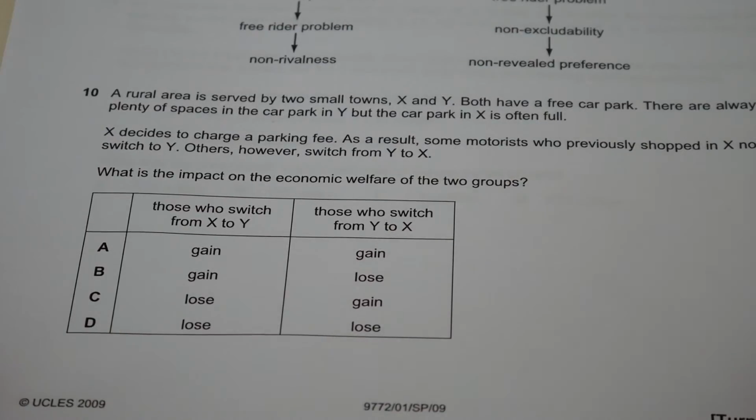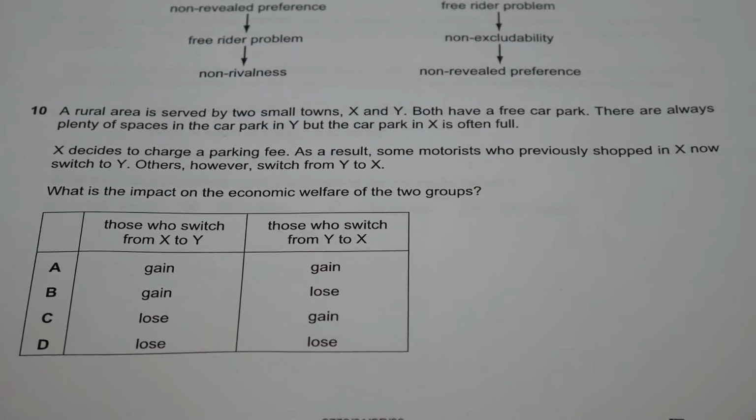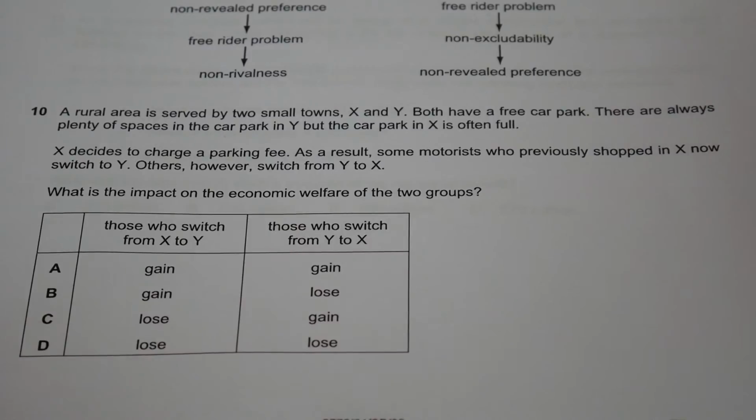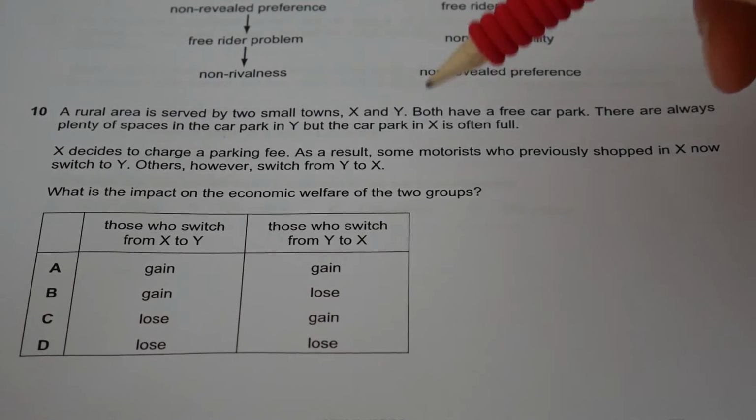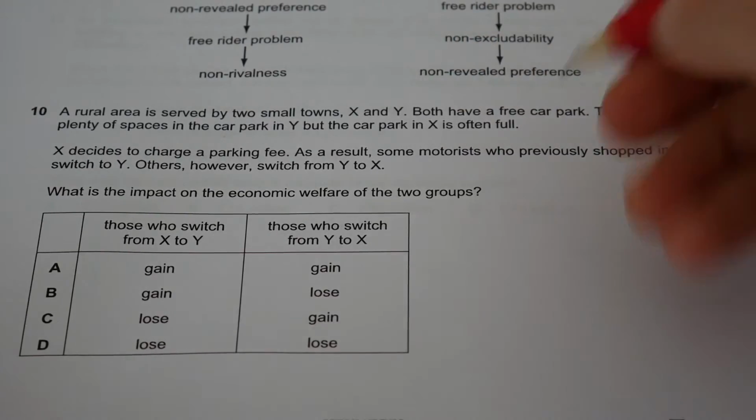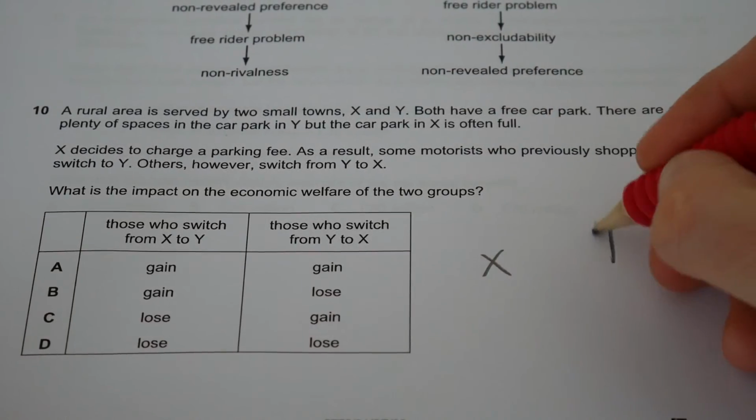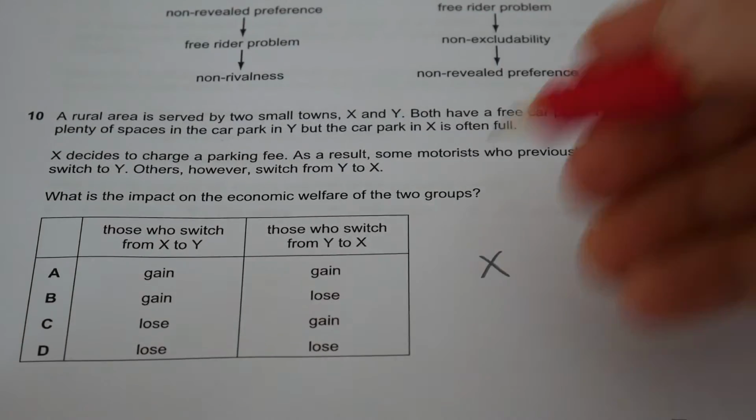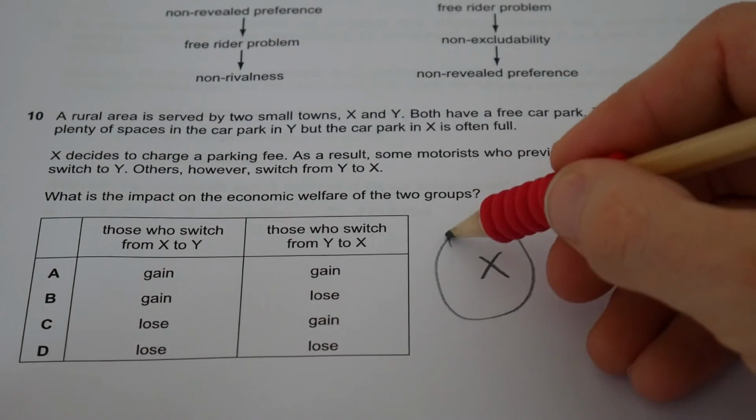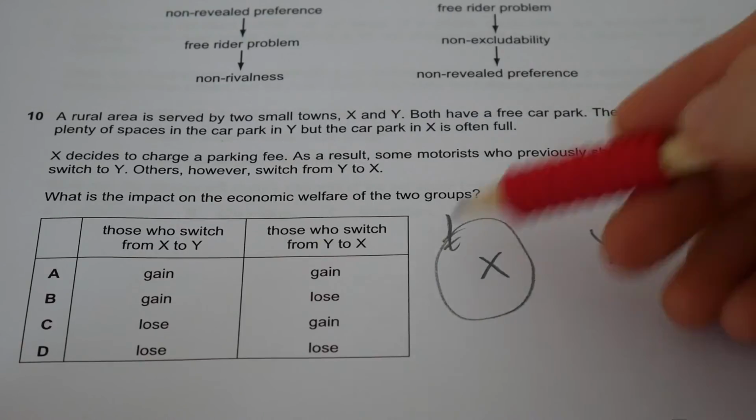So number 10. A rural area is served by two small towns, X and Y. Both have a free car park. There are always plenty of spaces in the car park in Y, but the car park in X is often full. X decides to charge a parking fee. So we've got two car parks. Let's just make a note of this. So X then decides to charge a parking fee, which I'm just putting down as that circle.